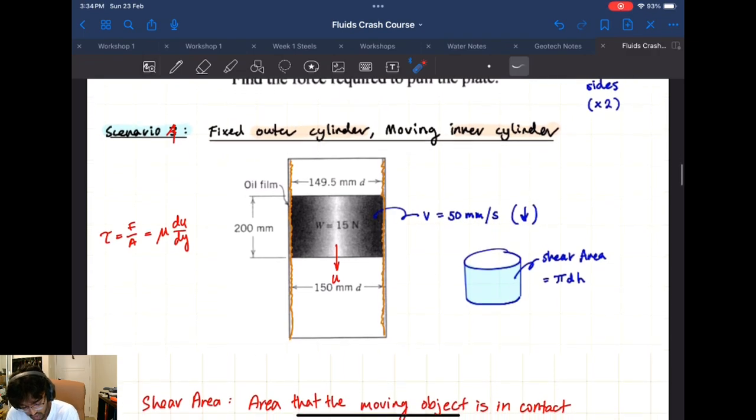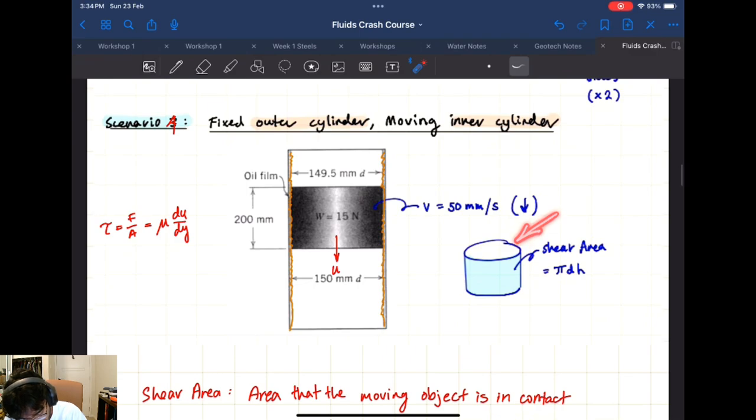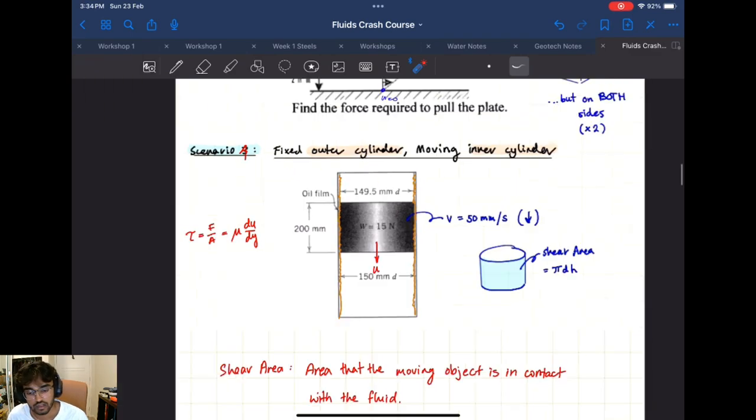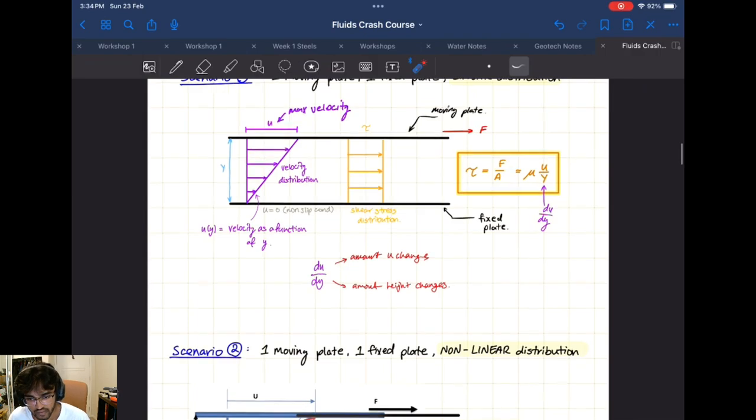For the cylinder, the moving inner cylinder, the fluid is in contact with the outer curved area of the inner cylinder. So this is our inner cylinder, and the fluid is in contact with this outer part here, right? So our shear area is going to just be that outer area, which is given by pi times d times h. Right? Pi times d times h. That's pretty much how you find shear area. And these are the most common scenarios that you guys will see. Okay. That pretty much ends it for viscosity and velocity distribution.